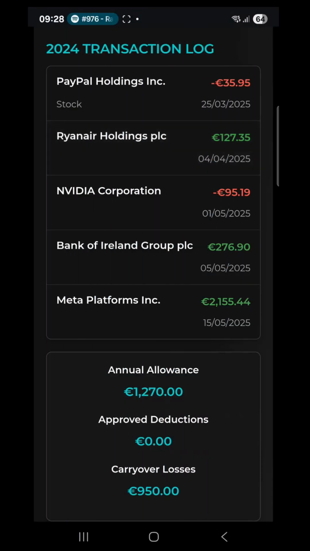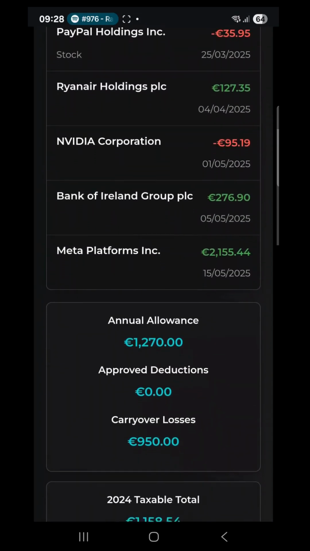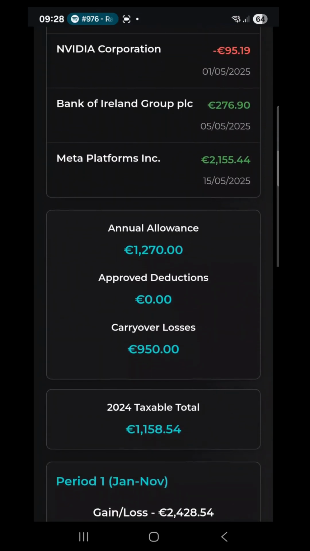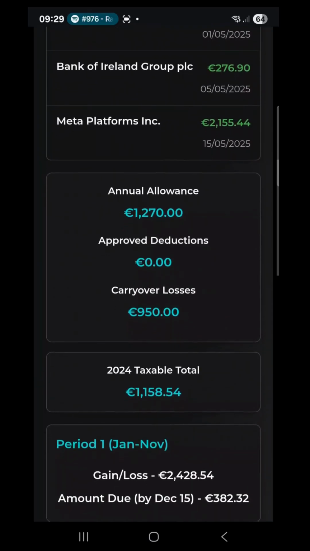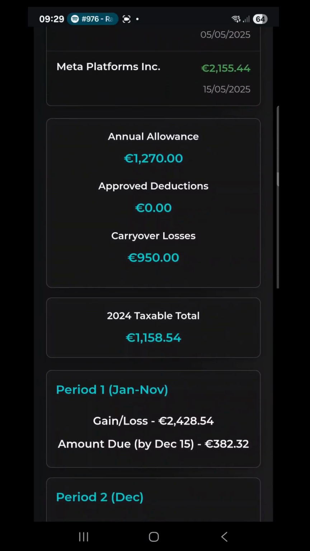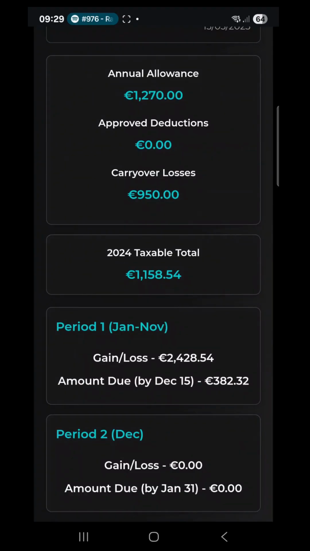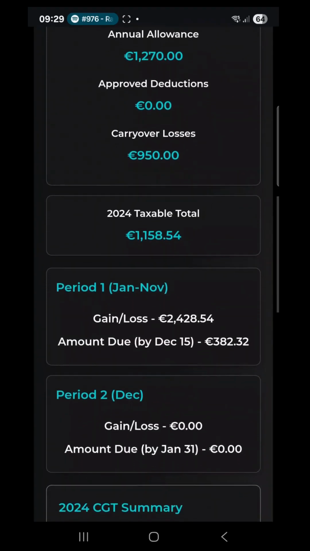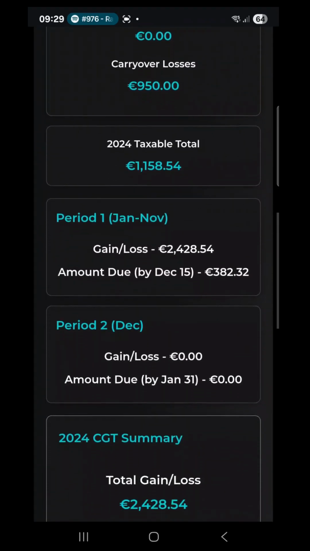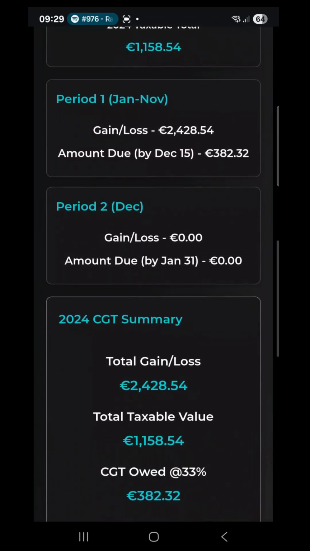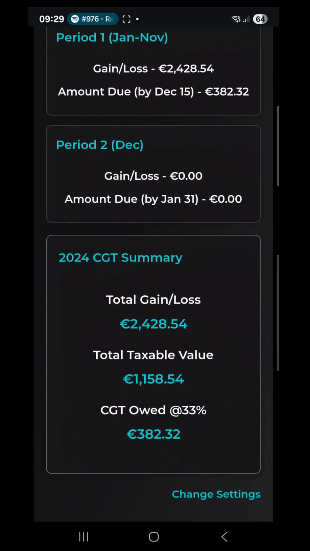Now what we can see here is our capital gains tab in the logged in experience, and this shows all of our sales that we made for 2024 in this example. It goes through our annual allowance, carryover losses of 950 there that we would have filed previously, our taxable total, our period summaries, which we'll get into later on, can be a tricky point for people. Of course, then an annual roll up into our 2024 CGT summary, which shows the total amount owed.